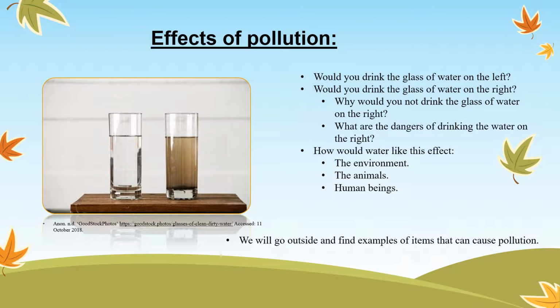The learners will be asked several questions on the topic, such as: would you drink the glass of water on the left? Would you drink the glass of water on the right? Why would you not drink the glass of water on the right? What are the dangers of drinking the water on the right? How would water like this affect the environment, the animals, as well as human beings? Afterwards, the class will go outside to find examples of items that can cause pollution.